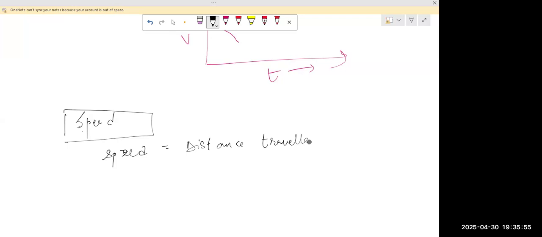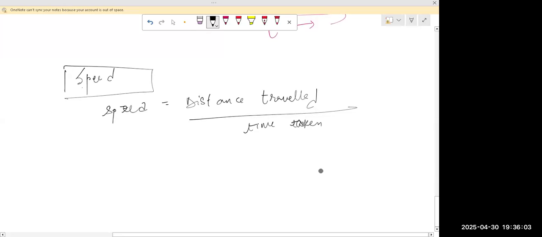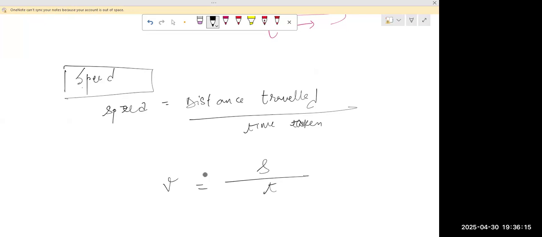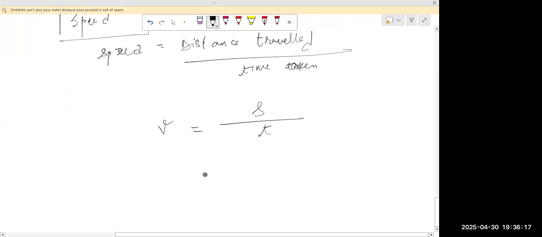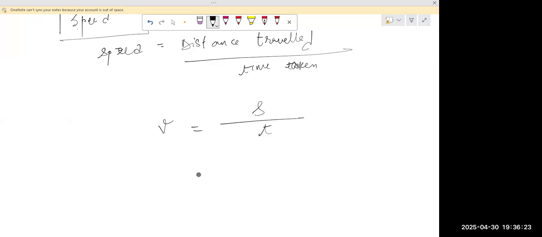Remember? Now we have to write it with the help of the letters we use to denote it. Time, we all know, we denote by small t. Distance by s, and speed by v. In smaller classes, we learned S equals D by T. In junior classes, we used to write it like that.